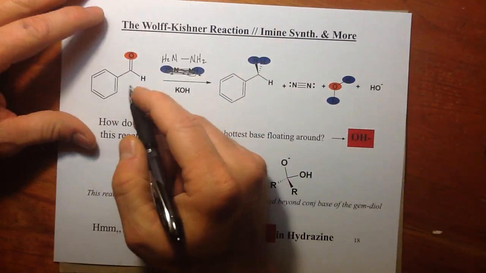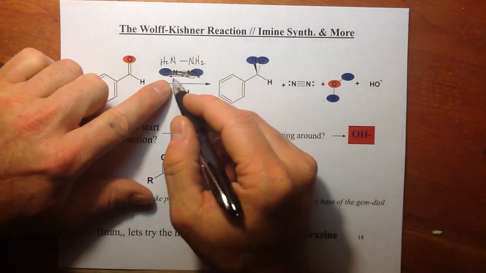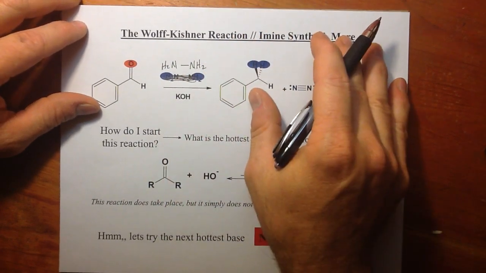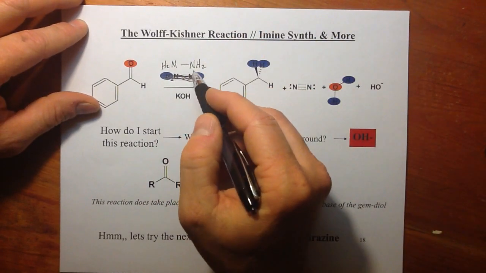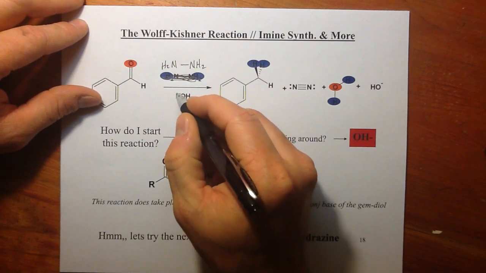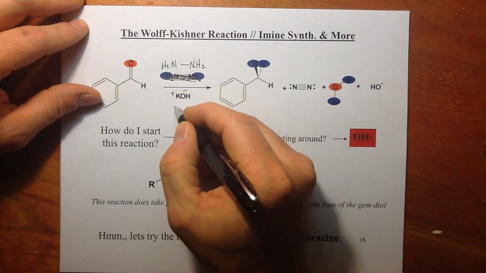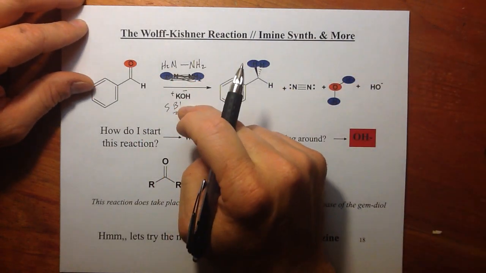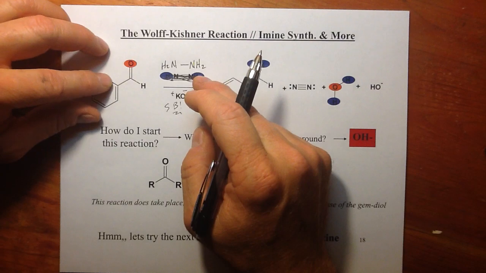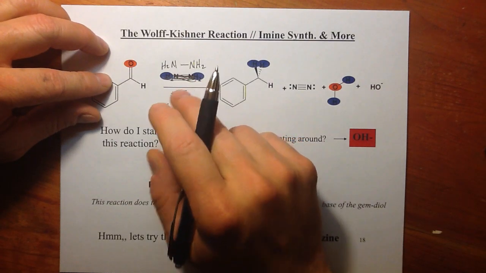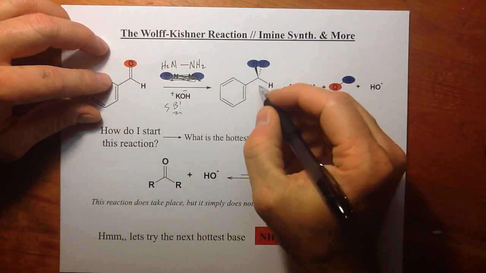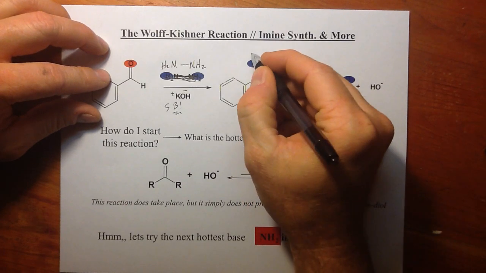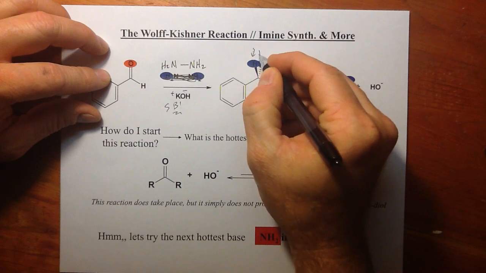I have a benzaldehyde here, and I've gone ahead and redrawn this. This is hydrazine. It's sort of a diamine here where we have two NH2 groups bonded directly to each other, and we have a base, potassium hydroxide. We have strong base conditions. If we have KOH and hydrazine, benzaldehyde goes completely to, in a drawn out way, goes completely to methylbenzene, where we have two hydrogens here. These are H's.